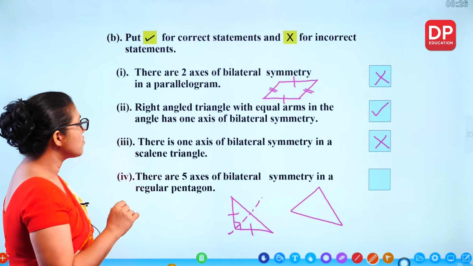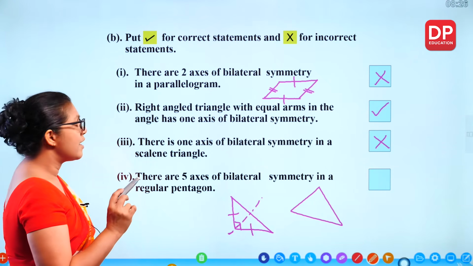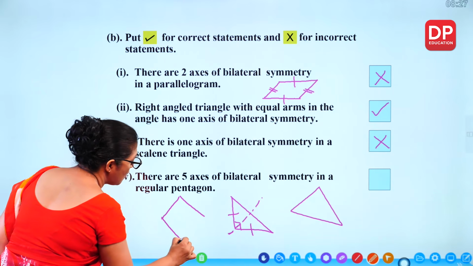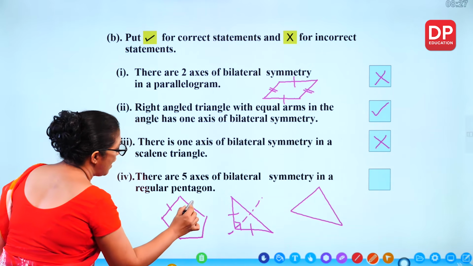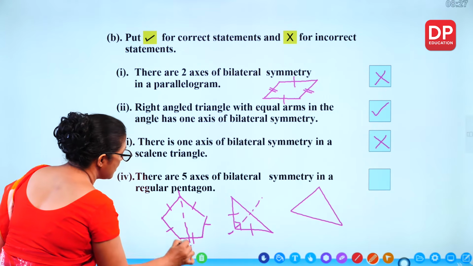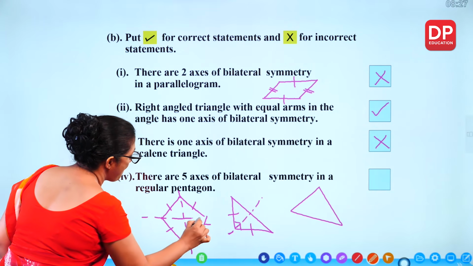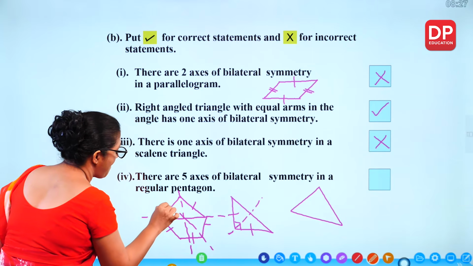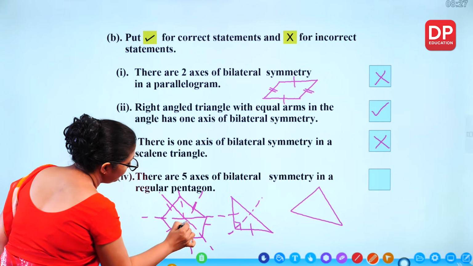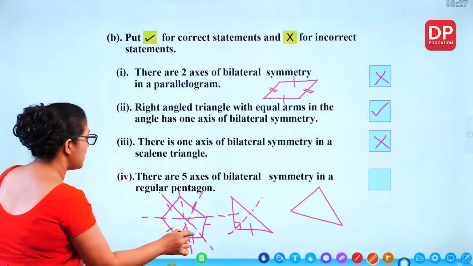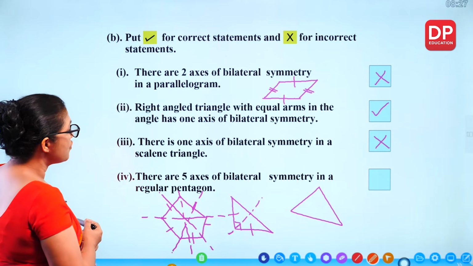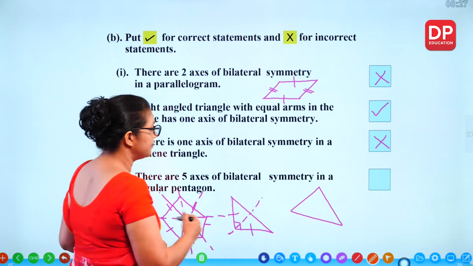There are 5 axes of bilateral symmetry in a regular pentagon. So when you take a pentagon, all sides are equal. So 5 sides are there. So you get 5 axes of symmetry. This way and this way. Altogether 5 axes of symmetry. So that's correct.